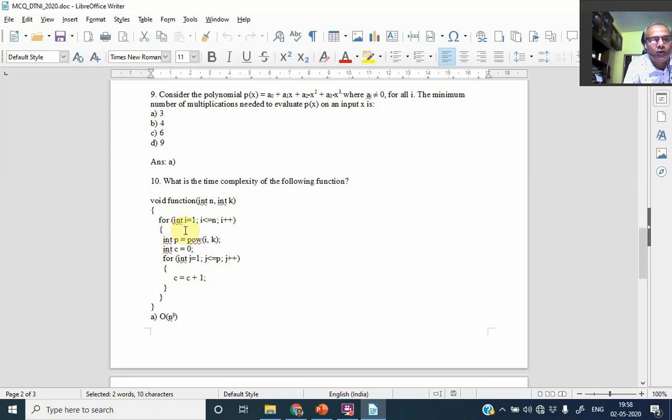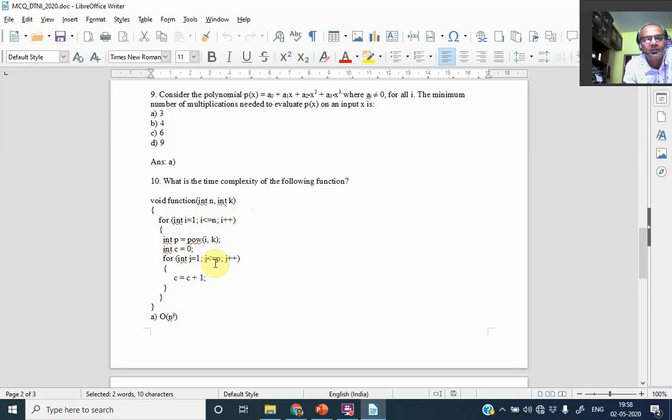This is again a nested for loop. The outer loop will be running how many times? It is basically 1 to n, right? Now for every value here, it is i power k, right? K, an integer, will be given to you. Suppose k is 2, just think k is 2, then p will be i square. That means this second for loop will be running from 1 to basically i square.